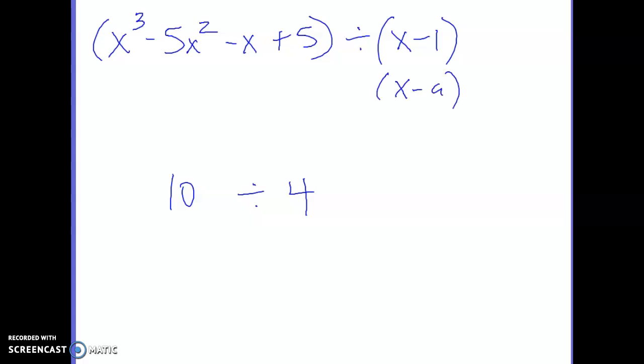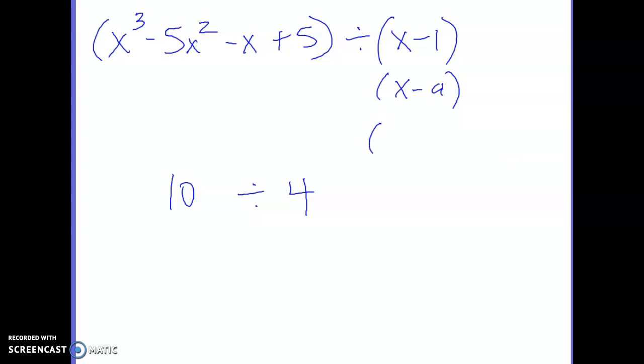Okay, so if you're dividing by a factor like x plus 2 or x minus 7, if it's in the form x minus a, you can use synthetic division, which is a shortcut. Otherwise, you have to use long division. I'm going to show you long division first.